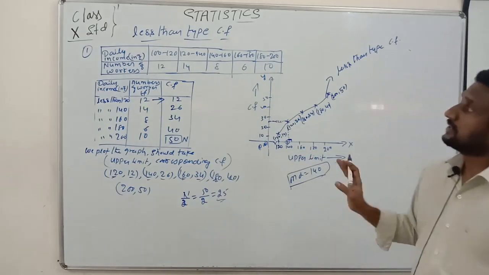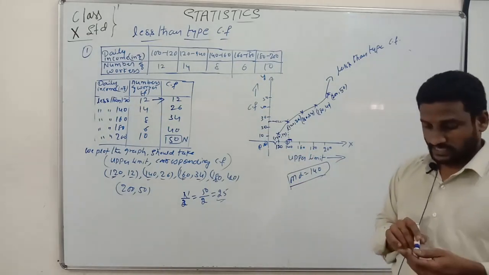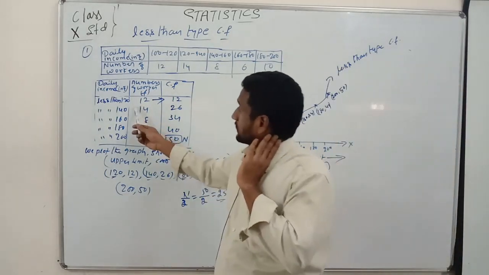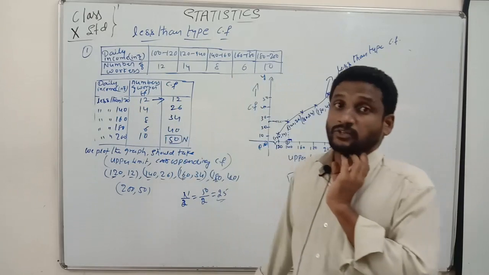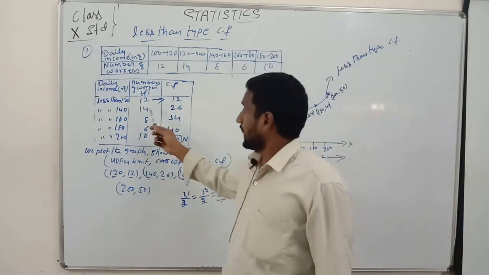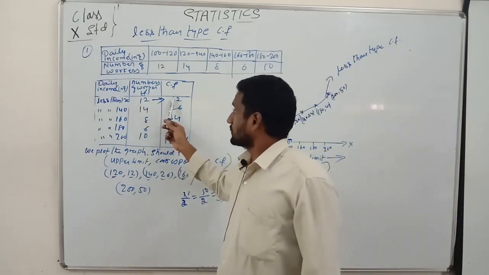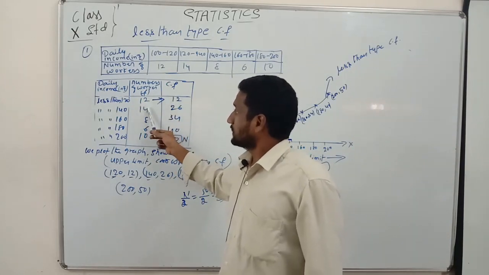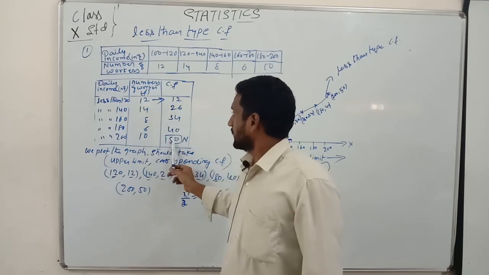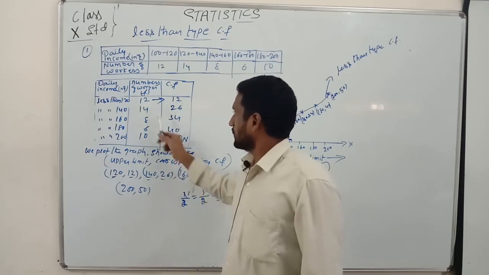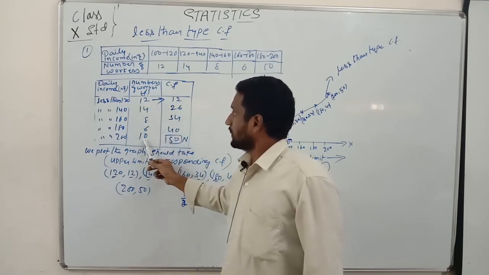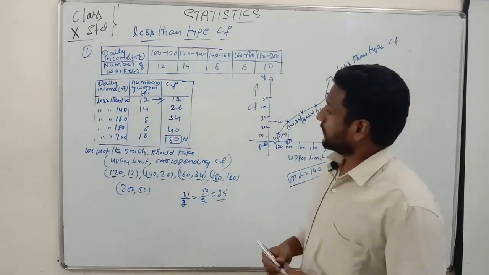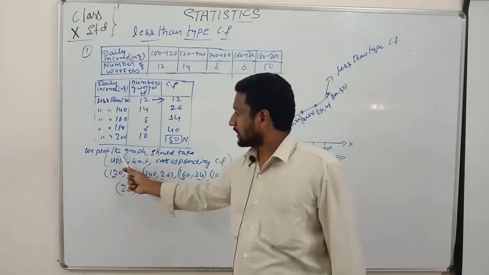So this is the less than type cumulative frequency. When the frequency is given, you should calculate the cumulative frequency. How? By adding the frequencies. The first frequency stays as it is, and then it is added to the next frequency. Like this, the last final number you get is sigma fi, or the n value. Okay, so after that, the very important thing is that we should plot the graph.